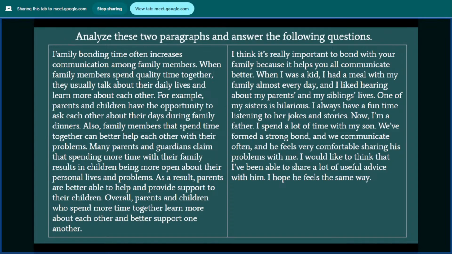Okay, Hamza. Ma'am, both the paragraphs are addressing the same issue, that is family bonding time. The first one is properly structured and organized, having a topic sentence and a concluding statement. The second one is more informal, so it is usually telling about the experience. That's it. Okay. So Daksh and Arti, which paragraph looks better to you? First one. Okay, very good observation.